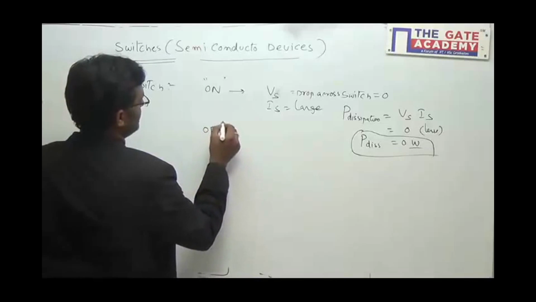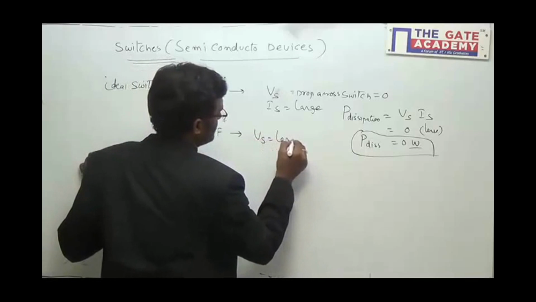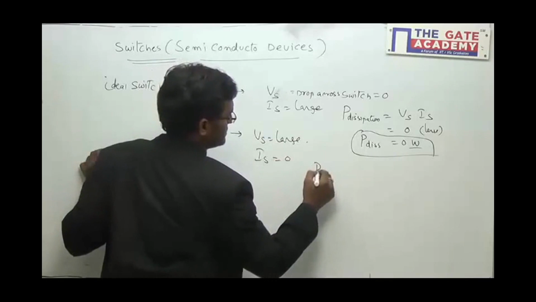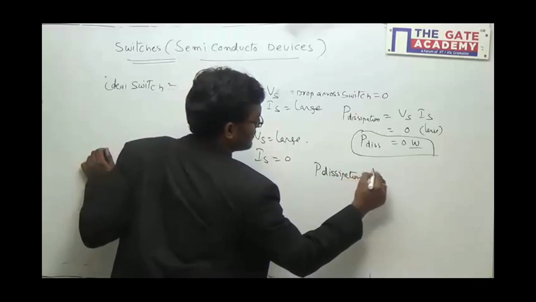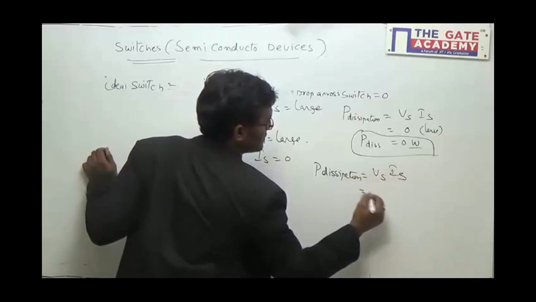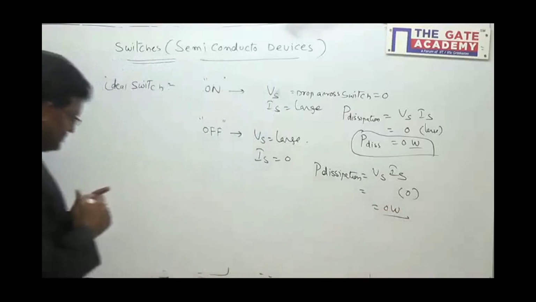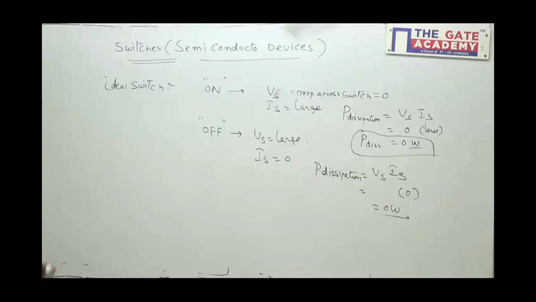When it is off, Vs is large and Is equal to 0. So what is the power dissipation? Vs into Is. This is anyway 0, so 0 watts. So this is for ideal switches, right? Now we'll see the actual switches.